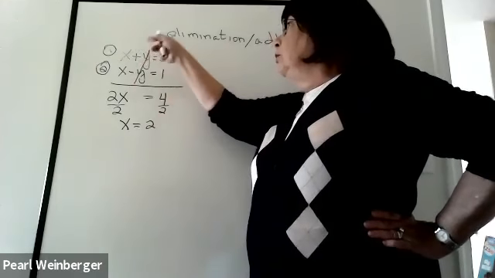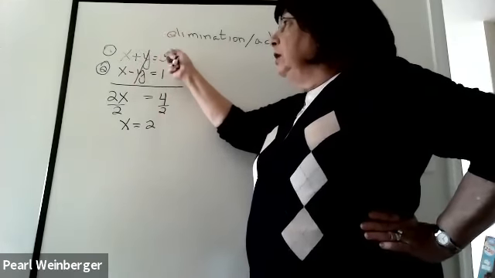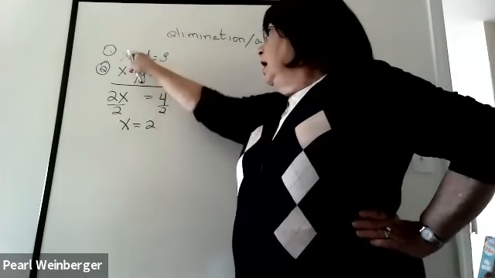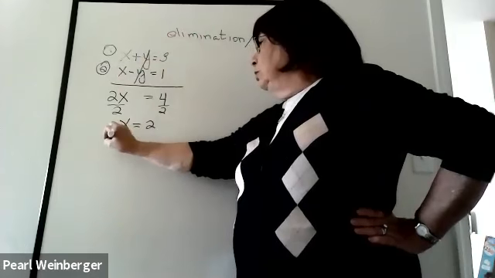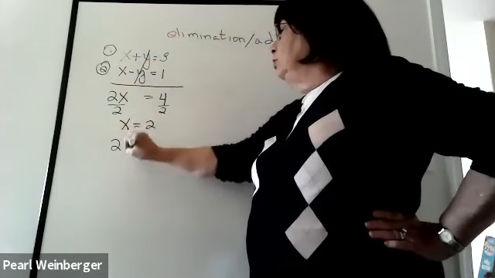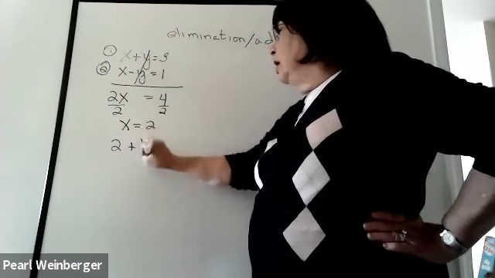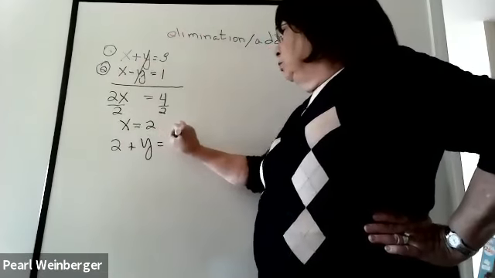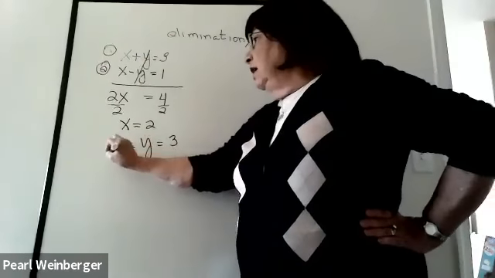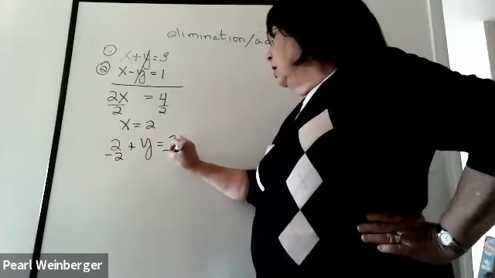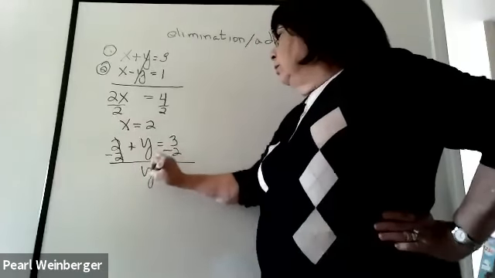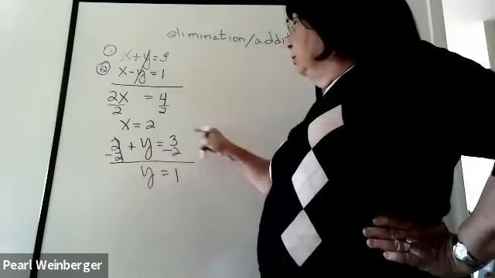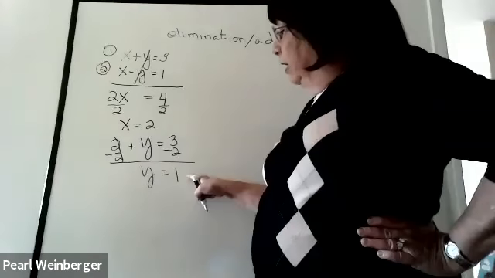So what you do is go back to either one of your original equations. I'll take the first one and replace or substitute the x with 2. We now know the x is 2, so this becomes 2 plus y equals 3. And now you can solve this equation by getting rid of the 2's. You get y equal to 1. And your solution is x equals 2, y equals 1.